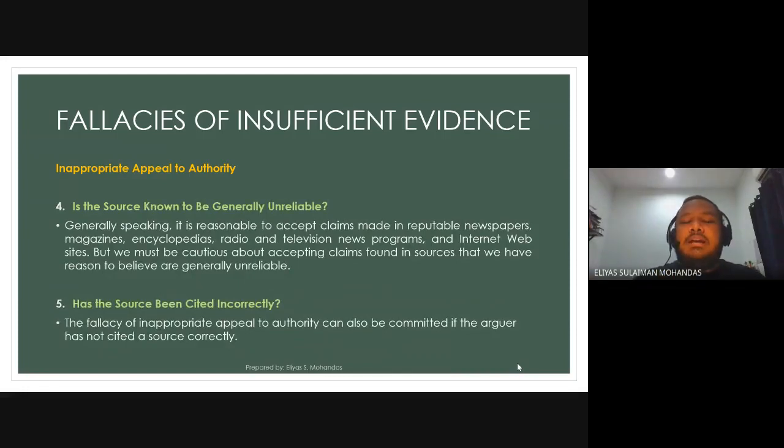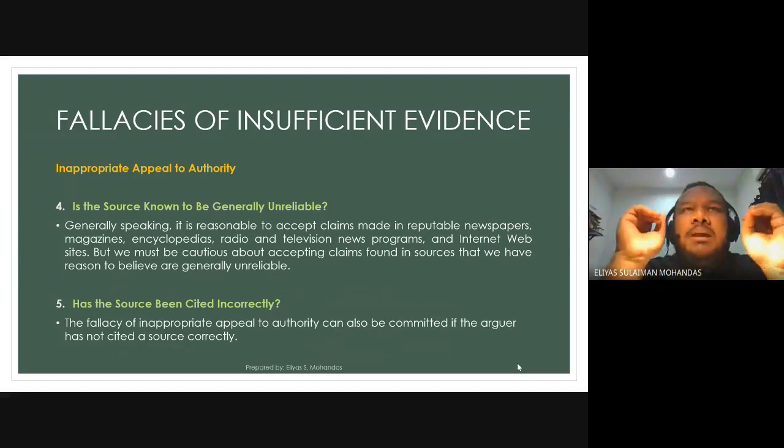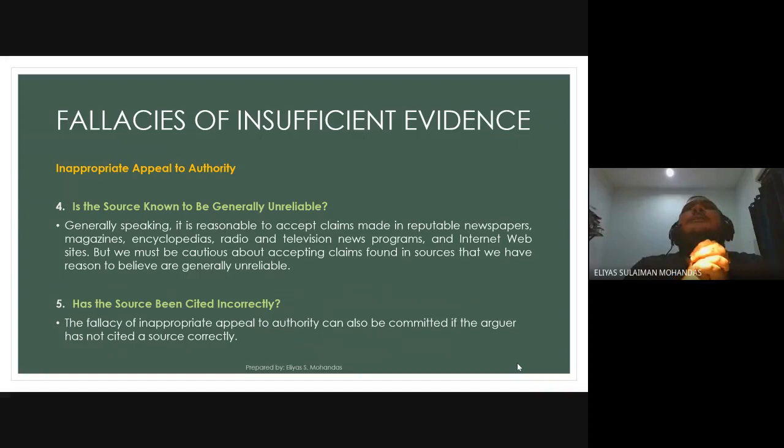So, generally speaking, it is reasonable to accept claims made in reputable newspapers, magazines, encyclopedias, radio and television news programs, and internet websites. But we must be cautious about accepting claims found in sources that we have reasons to believe are generally unreliable. Now, if you were to refer to 10 years ago, 15 years ago, things that have been mentioned in the so-called newspapers, magazines, television, even radio, kita boleh terima.